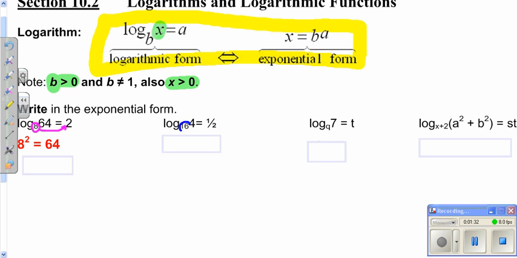Same idea over here. You're going to take your 16, swing it over, and it hits the 1/2 up as an exponent. And when you do that, the log drops. Because that's really what we're doing up here: we're taking our base, swinging it over, and it hits the other side up as an exponent. So we'll do that on the next one. Take your q, swing it over, it's going to hit the t up as an exponent, and we get this.